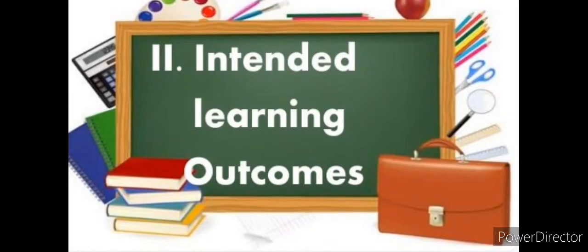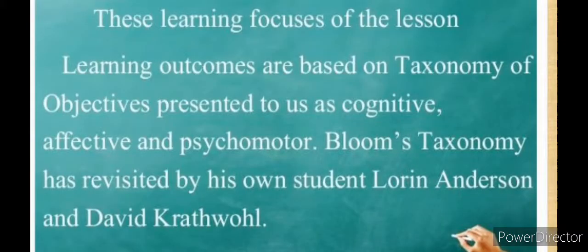So let's have first the intended learning outcomes or the objectives, which are the desired learning that will be the focus of the lesson. Learning outcomes are based on a taxonomy of objectives presented as cognitive, affective, and psychomotor. Bloom's taxonomy has been revisited by his own student, Lorin Anderson and David Krathwohl. So let us study both in comparison.